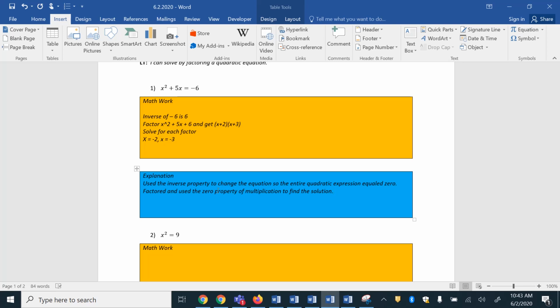All right. So it's only 4 problems. I did the first one. It's your responsibility to do the last 3, and we're using the same method. Feel free to reach out. This is how we're ending the unit because you need this skill for Algebra 2.